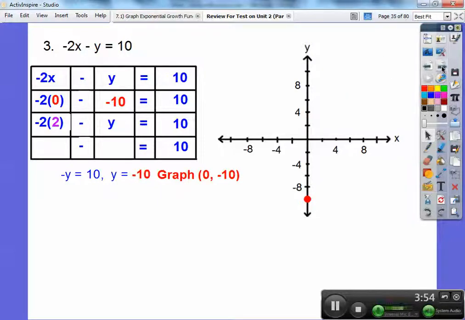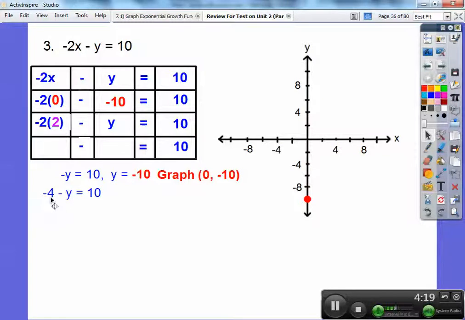Try x equals 2. I could have tried 1 also, you guys. Doesn't matter. So I tried x equals 2. When x equals 2, I'm going to go over 2, and then we solve this equation right here. Negative 2 times 2 is negative 4. So I'm going to have negative 4 minus y equals 10. There it is right there.